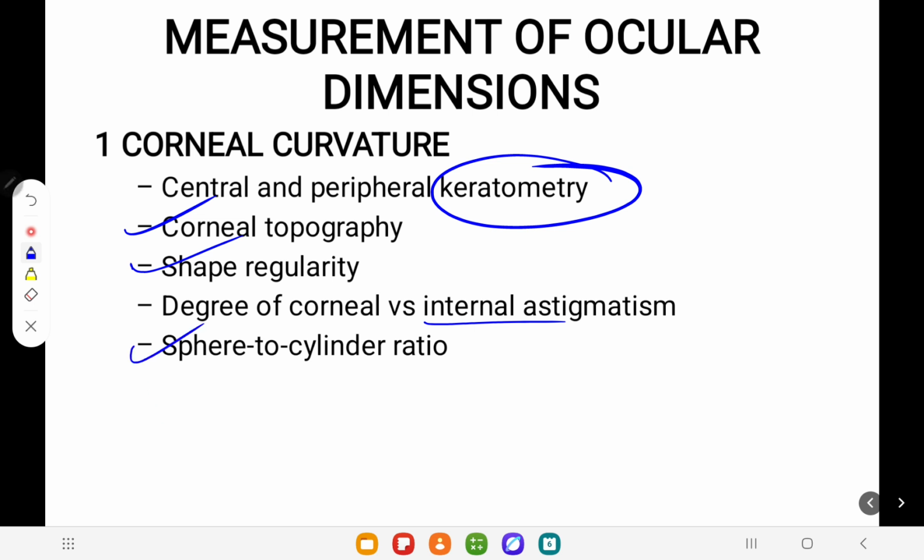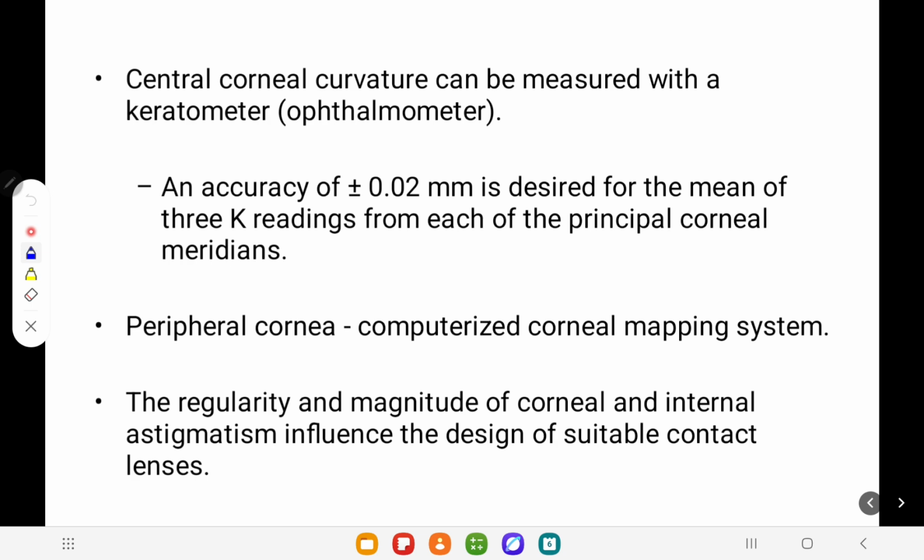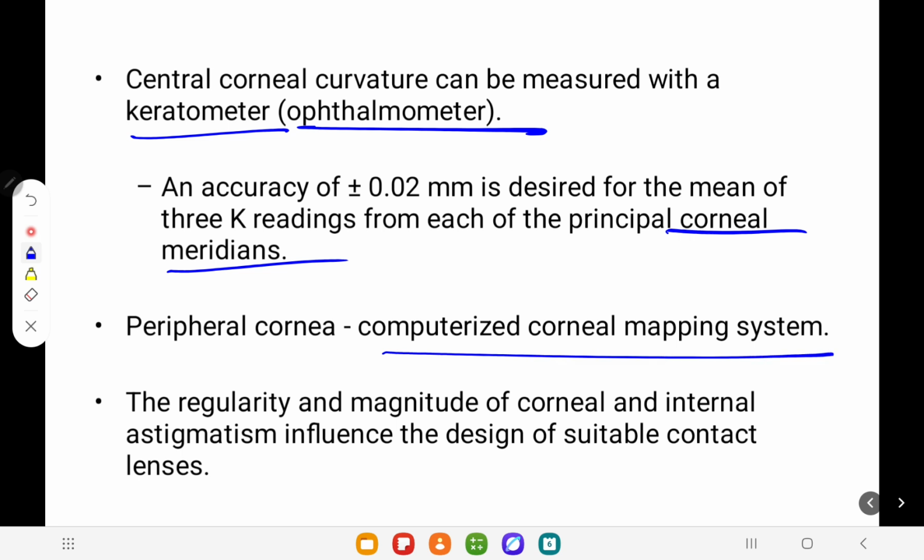Definitely corneal curvature is going to correlate with the spherical to cylindrical ratio. So central corneal curvature can be measured with keratometry, which is ophthalmometry, but not the periphery. The accuracy of plus minus 0.02 mm is desired for the mean of 3 keratometry readings for each principal corneal meridian. Peripheral cornea, definitely, nowadays corneal topography, no matter whether it's Orbscan, Pentacam or Galilei, we don't care.